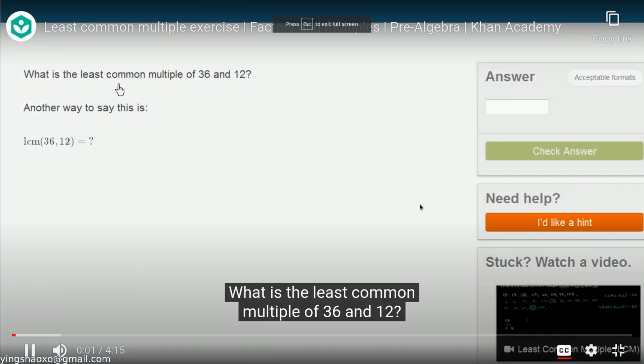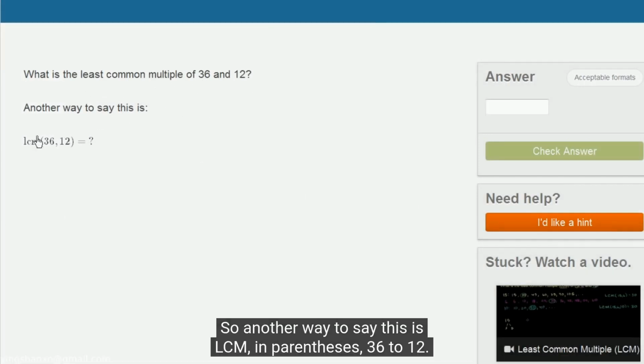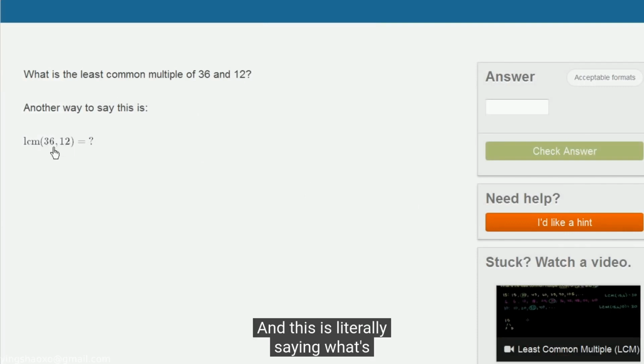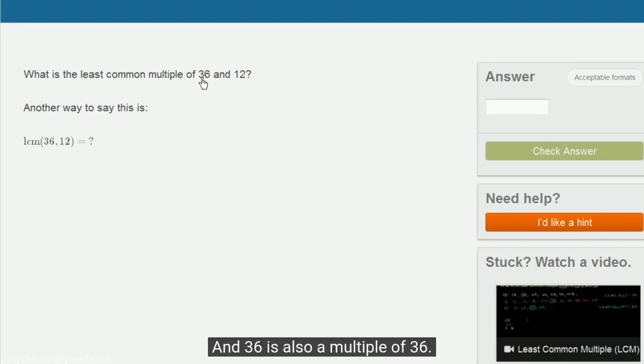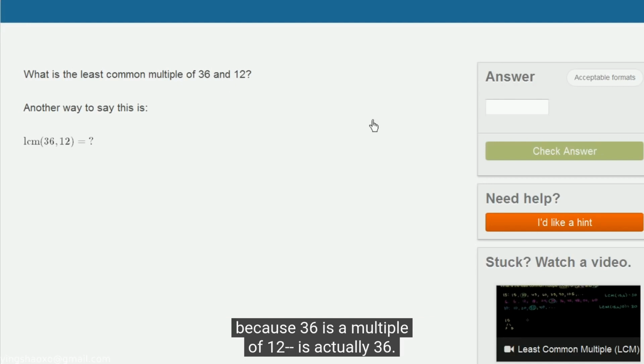What is the least common multiple of 36 and 12? Another way to say this is LCM(36, 12). This is literally asking what's the least common multiple of 36 and 12. This one might pop out at you because 36 itself is a multiple of 12, and 36 is also a multiple of 36, it's 1 times 36. So the smallest number that is both a multiple of 36 and 12, because 36 is a multiple of 12, is actually 36.